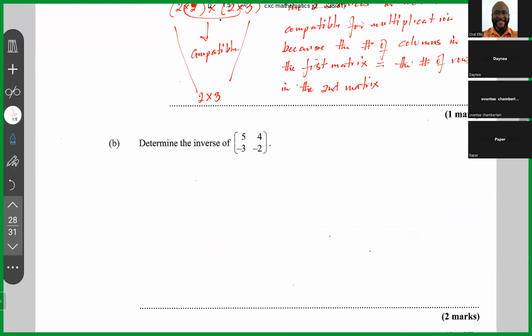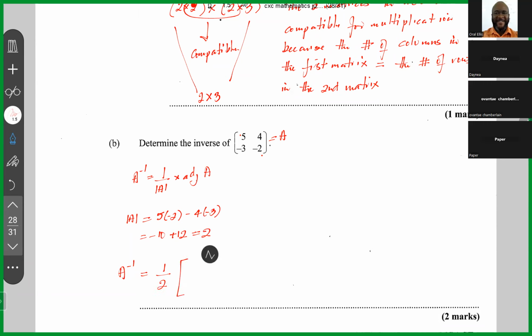Here we're asked to determine the inverse of this matrix. Let's call it the matrix A. Now A inverse is equal to 1 over the determinant of A times adjoint A. Now the determinant of A would be 5 times minus 2 minus 4 times minus 3. So this is minus 10 plus 12. This is positive 2. The determinant is 2. So A inverse is 1 over the determinant 2 times adjoint A.